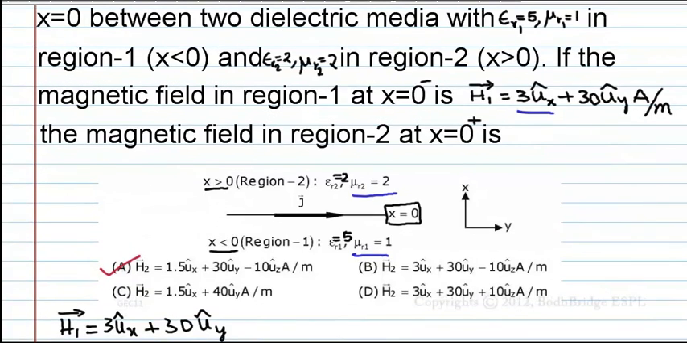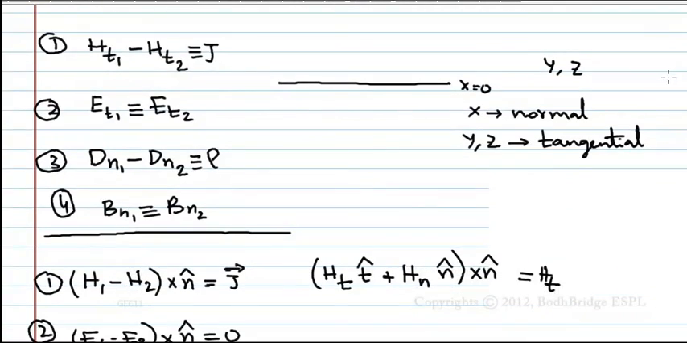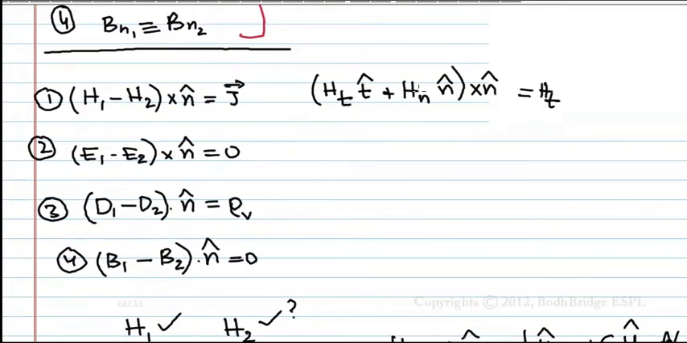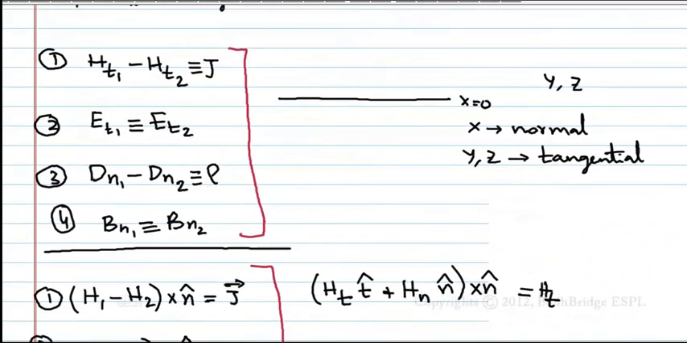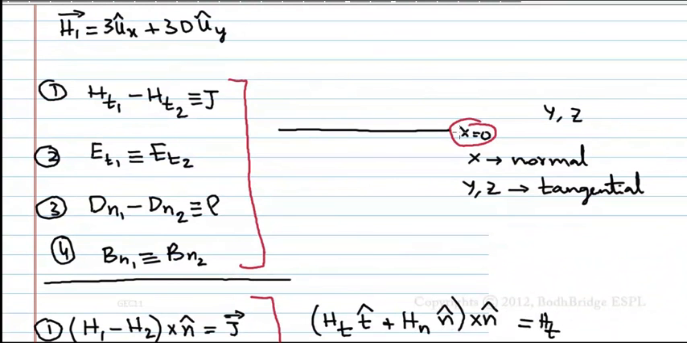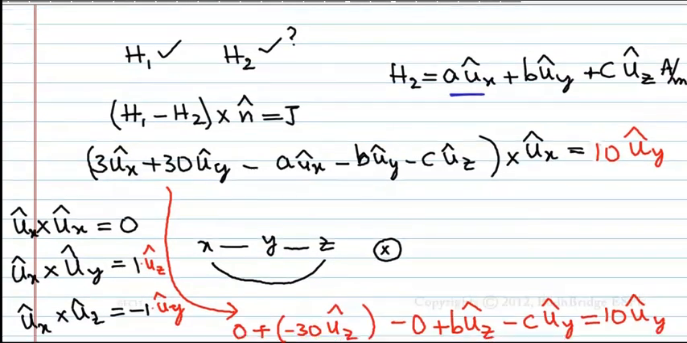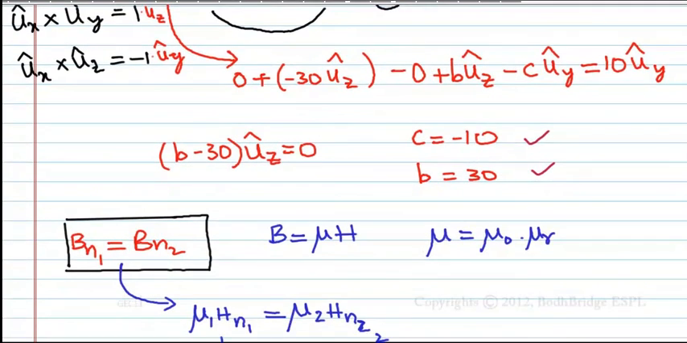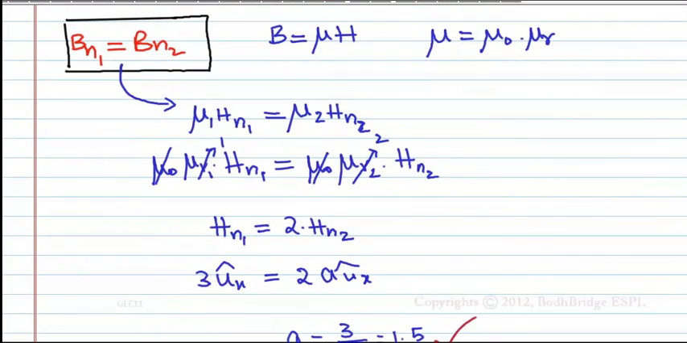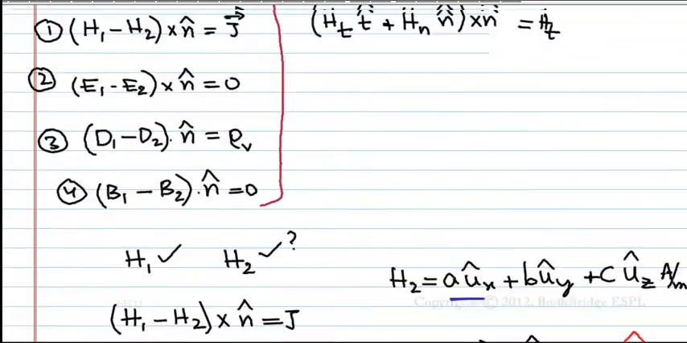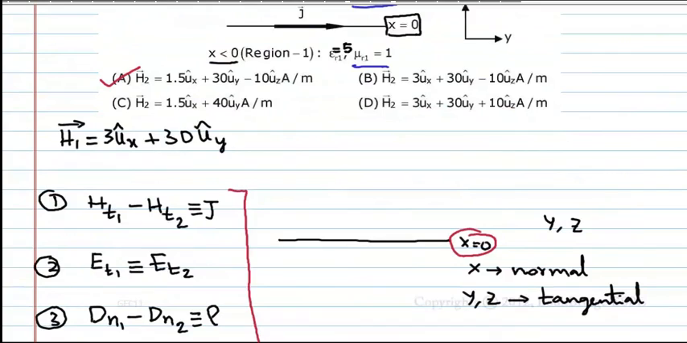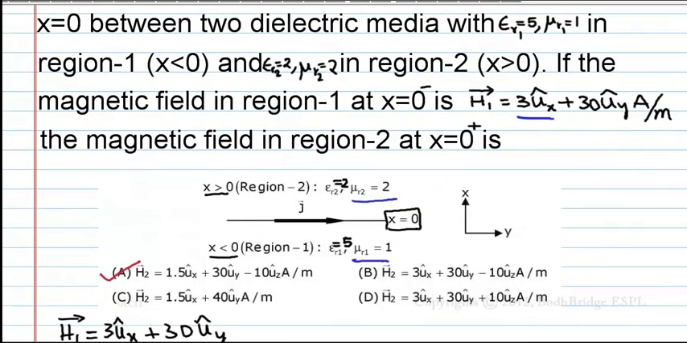For any boundary condition question, what is the rule? Write these boundary conditions. This set of pair you may use, or this second set of pair you may use. And remember this point also. When x equal to 0, x becomes the normal component and yz become the tangential components. Here, what did we take? H1, H2, this cross we used, and b and c we found. And then the last boundary condition, bn1 equal to bn2, is used for finding a. Therefore, a, b, c are found. Therefore, we got H2. Here, A is the correct option.